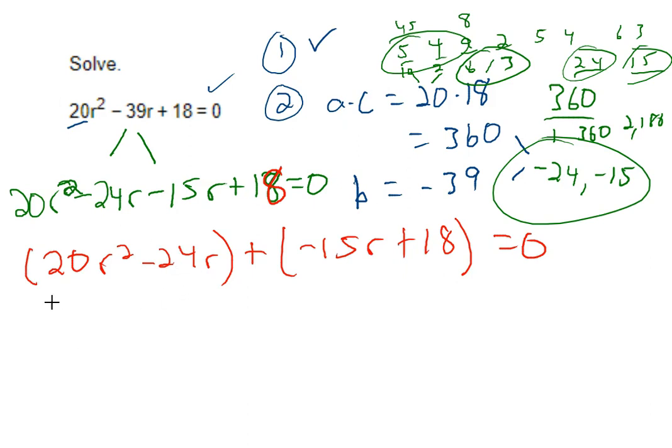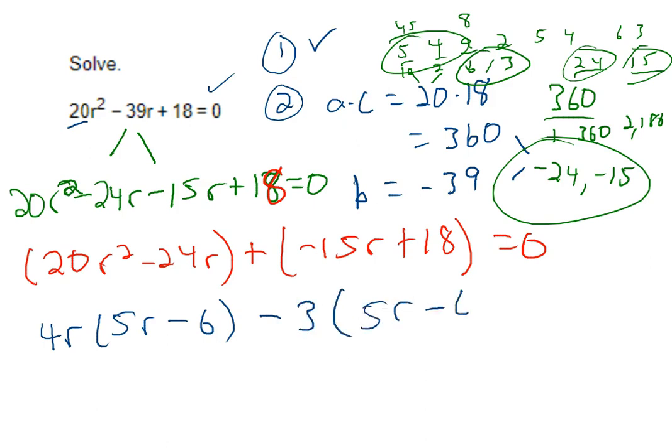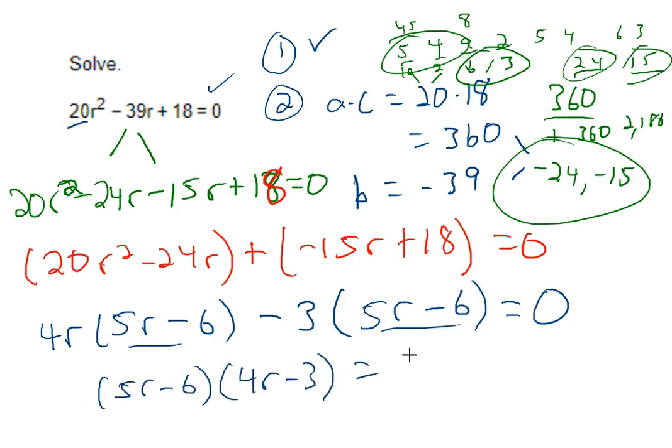So we'll factor out the common factor here, which will be 4r. That leaves me with 5r minus 6. Here I'll factor out a negative with the common factor, which will be 3, and that will leave me with 5r minus 6 when I factor out the negative sign. And then I can factor out the 5r minus 6. And that leaves me with 4r minus 3. So now this is factored. So that's step 2, factoring it.